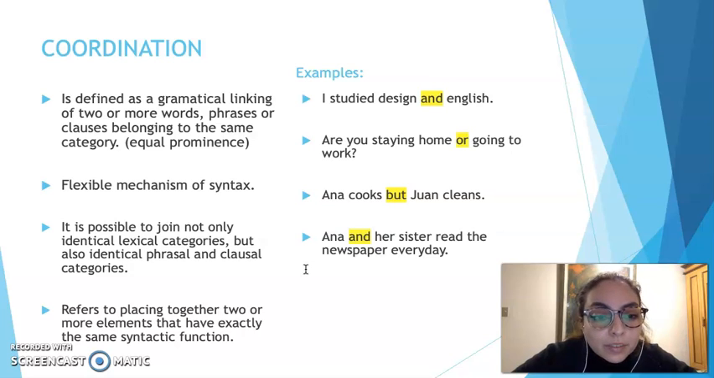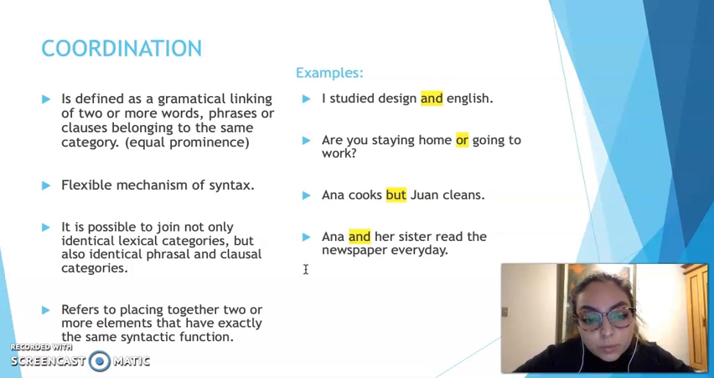Another meaning. Coordination has a flexible mechanism of syntax. Are you staying home or just going to work? It is possible to join not only identical lexical categories, but also identical phrasal and clausal categories. Anna cooks, but Juan cleans.